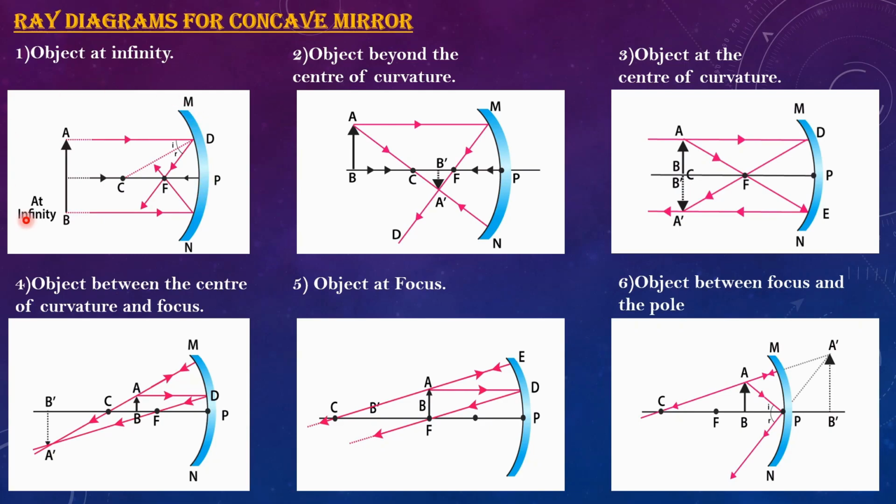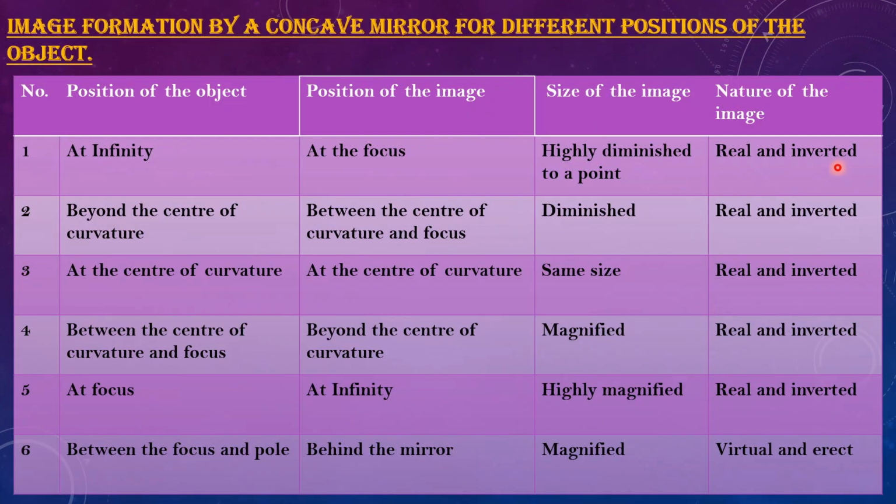Number 1, that is, the object is at infinity. When the object is at infinity, the light rays coming from it are always parallel to the principal axis, due to which all the rays will directly pass through the focus, forming the image at the focus, which is very small, diminished, and it is real, and it is also inverted.